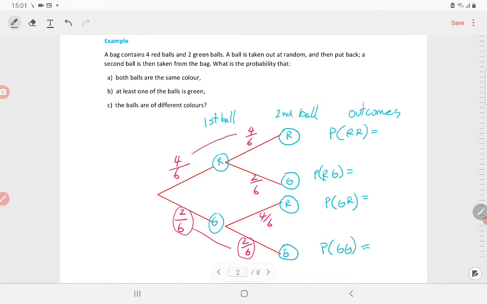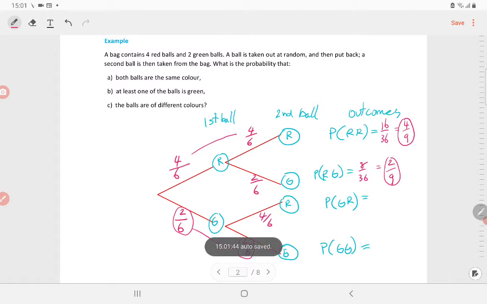Okay, so what's your chance of getting 2 reds? So as we said on the last video, it's 4 on 6 times 4 on 6, which will be 16 on 36. Okay, so if you simplify that, you'll get 4 out of 9. So the chance of getting 2 red balls is 4/9. How about a red and a green? This is going to be 4 times 2, which will be 8 out of 36. So what's that going to be? 2 out of 9. So your chance of getting a red and a green is 2 out of 9.